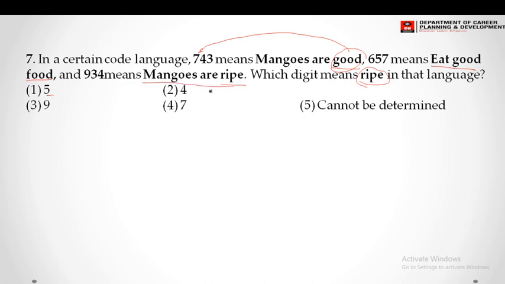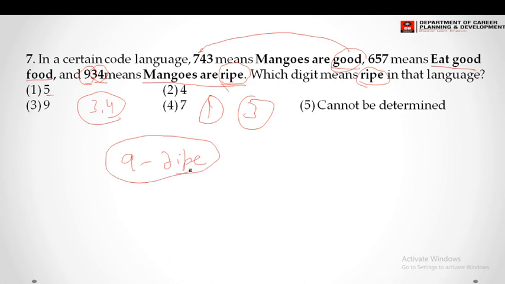So now we compare the first and third equations. Common in the first and third are mangoes are, so there should be two numbers that are the same, meaning common. 3 and 4 are common, which means out of 3 and 4, one is mango and one is are. So the remaining is only 9. So we are left with 9, and we are left with only one word, that is ripe. So the code of ripe is 9. So 9 will be the answer. Question number 7's answer will be the third, 9.